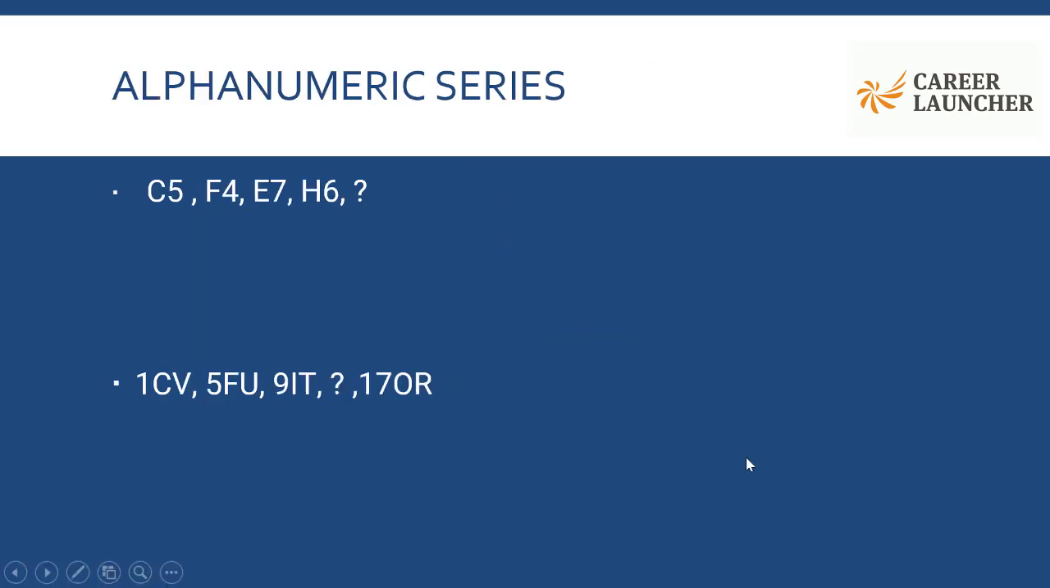Now let's understand what alphanumeric series are all about. As I've shared earlier, alphanumeric series are a combination of alphabets and numbers. Let's see how they have to be dealt with. The first series that we have is C5, F4, E7, H6, and we want to find out the next one.